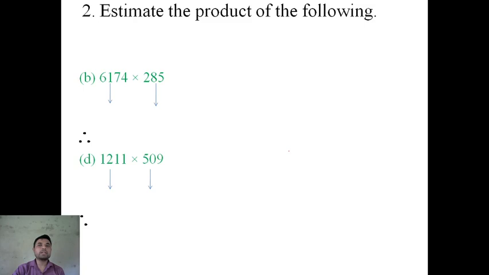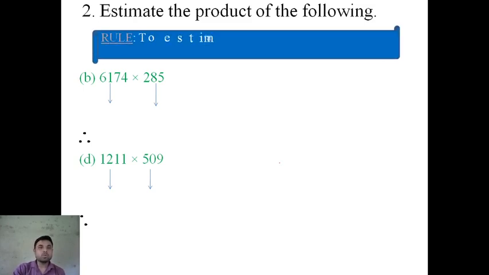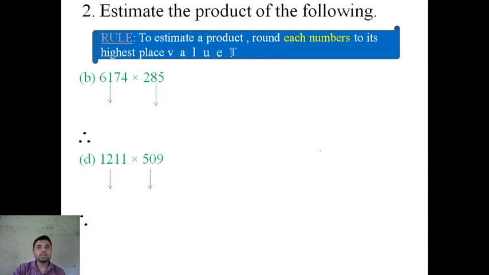Now estimate the product of the following. First we see the rule. What is the rule? To estimate a product, round each number to its highest place value, then multiply these rounded numbers. Very easy. See the difference between adding and subtracting and multiplying. In the previous sums we rounded to the highest place of the smallest number, but here we will round each number's highest place value. Each number's highest place value, not only the smallest number, each number.